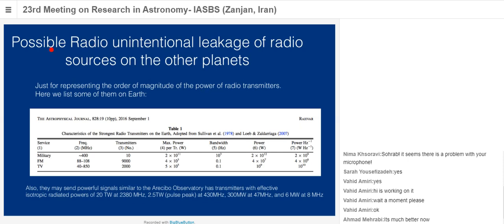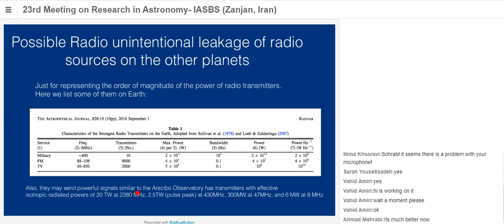So there is leakage of radio signals that is unintentional, like what we are producing, and there are some sources that leak to space, like military stations and transmitters like FM or TV. So this is the range of frequency that they are producing, 400 megahertz in this range for FM and TV. And this is the number of transmitters that we have on our planet, and the maximum power that they are generating.